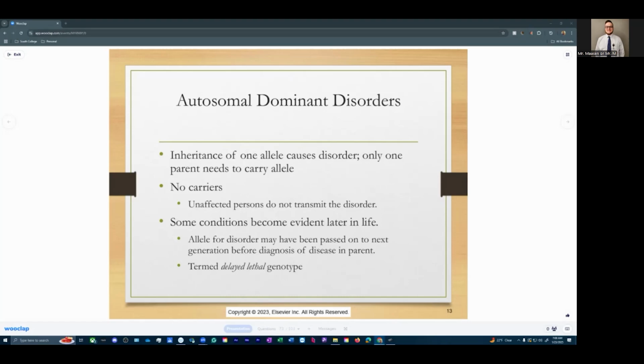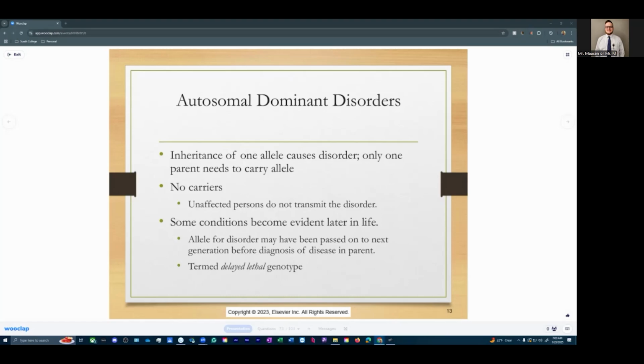So there's really no carriers here, because as soon as the dominant gene is a part of the genetic makeup of the child, they're going to have the disorder. If they don't have the dominant gene, then there are no carriers, they're unaffected, they can't transmit it. And some of these conditions may have a delayed genotype or a delayed phenotype. It may be passed on before there's diagnosis or treatment.